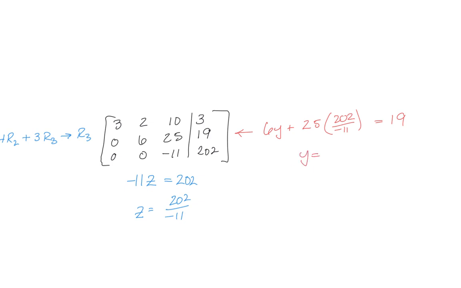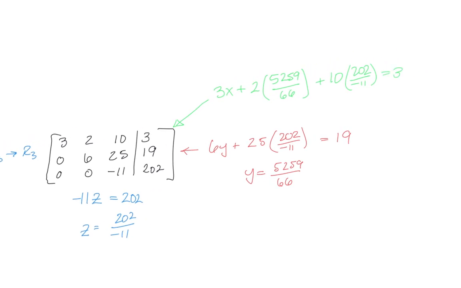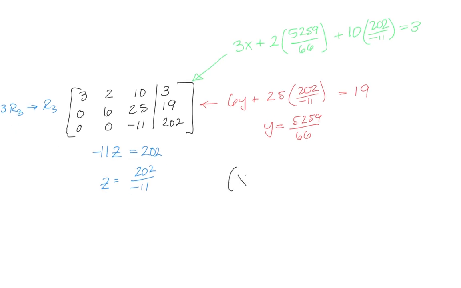Y is equal to, I get 5,259 over 66. Now on the last one, that's this one, I have 3x plus 2 multiplied by that lovely 5,259 over 66 plus 10 multiplied by that 202 over negative 11 is equal to 3. And then whatever that equals is the x part. And then don't forget to write it as x, y, and z as the ordered triplets.